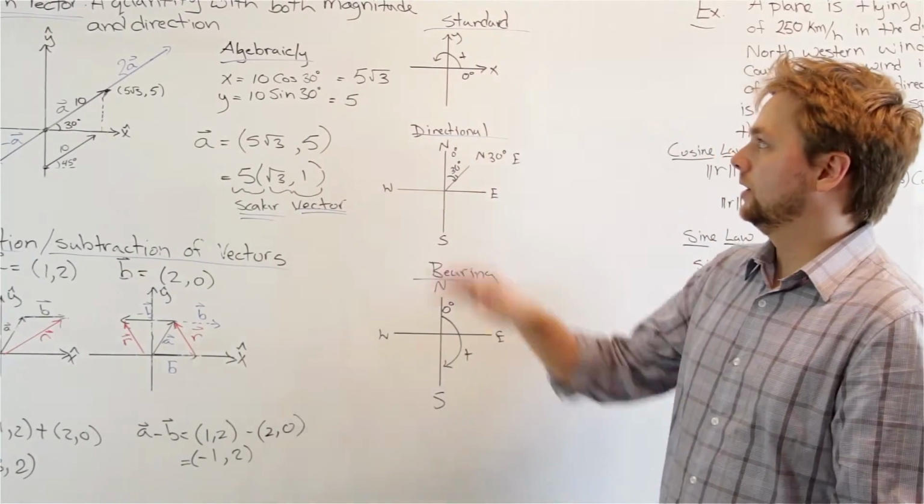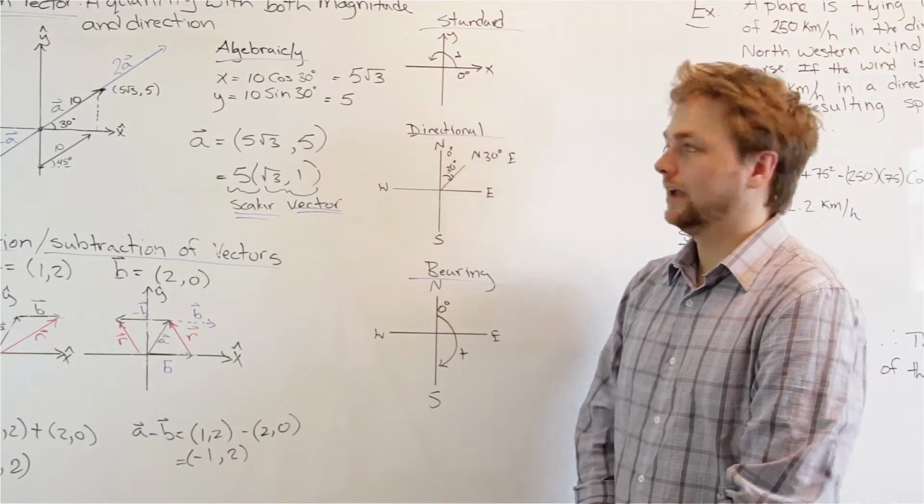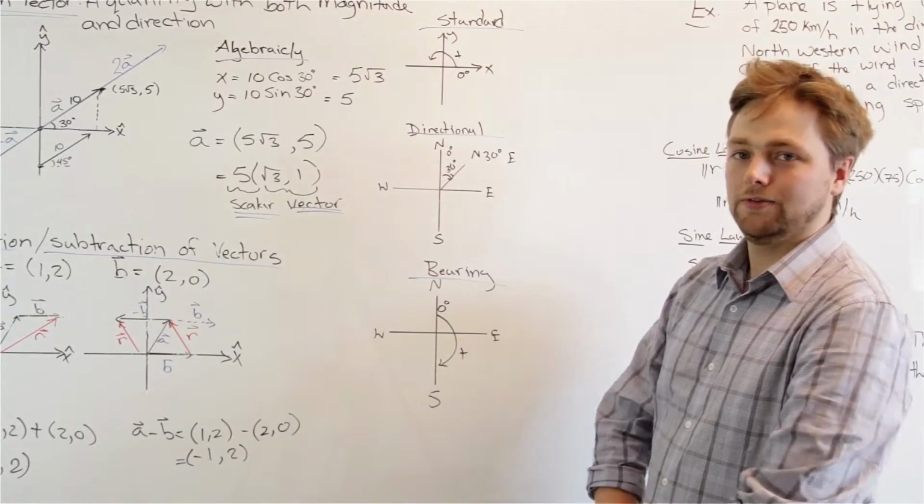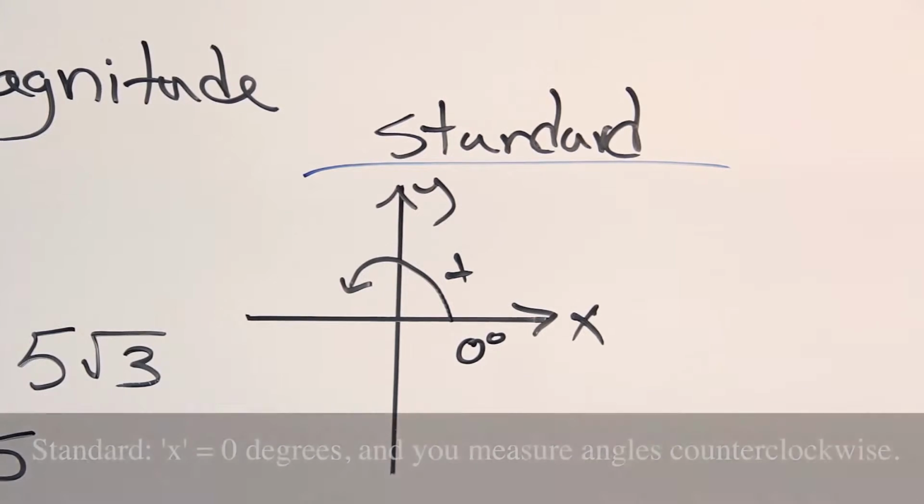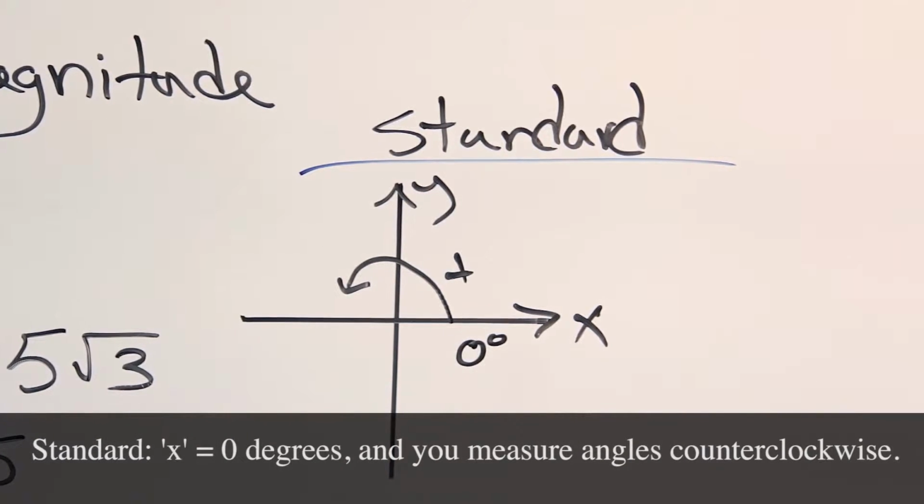First of all, we're going to use our standard angle system, and this would be how we've specified angles since the beginning of grade 11. We'll specify x as being 0 degrees, and we'll measure our angles going counterclockwise.